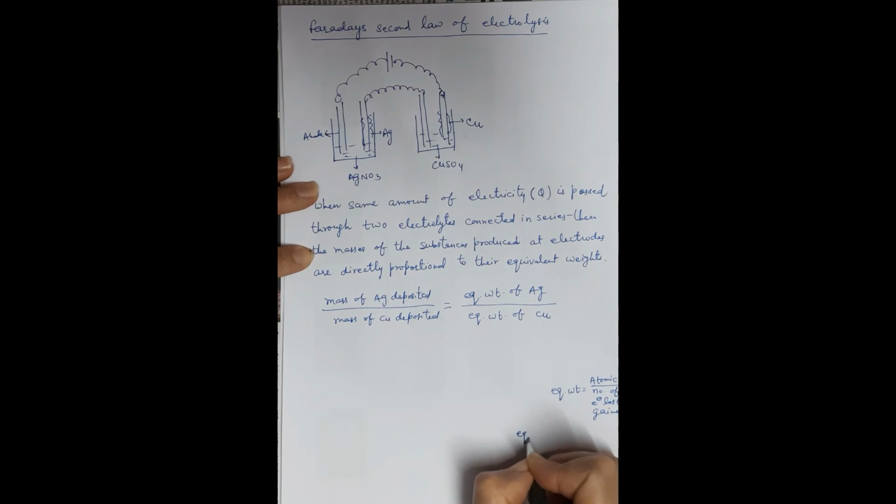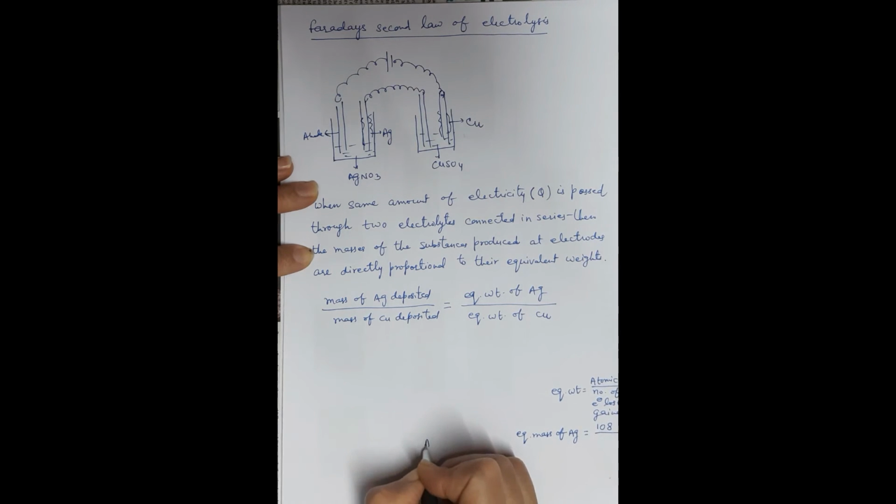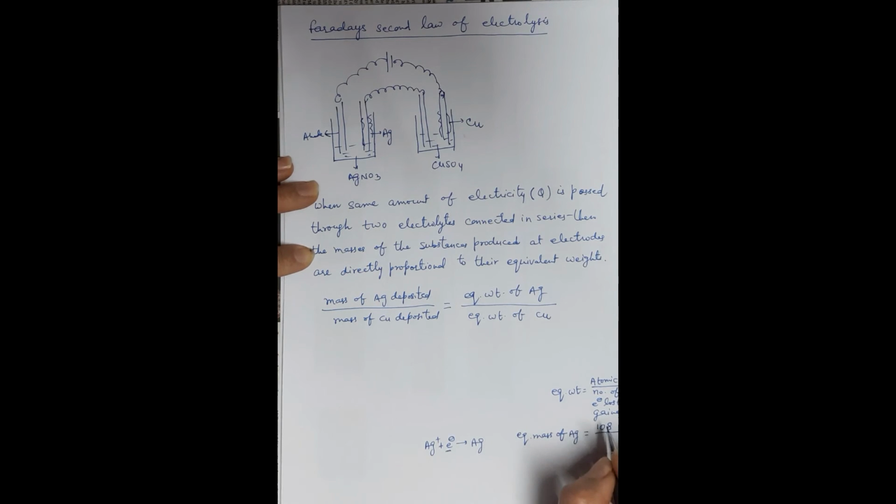Let's find out the equivalent weight of silver. The atomic mass of silver is 107.9. I'll take it as 108 grams per mole, divided by, in the case of silver, silver ions gain one electron and change to silver. So it is 1 Faraday of charge. 1 mole of electronic charge is gained in this case, so it is divided by 1. So its equivalent weight is equal to the atomic mass, that is 108.